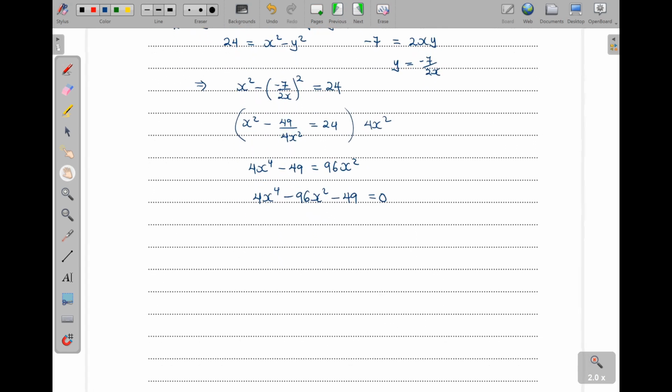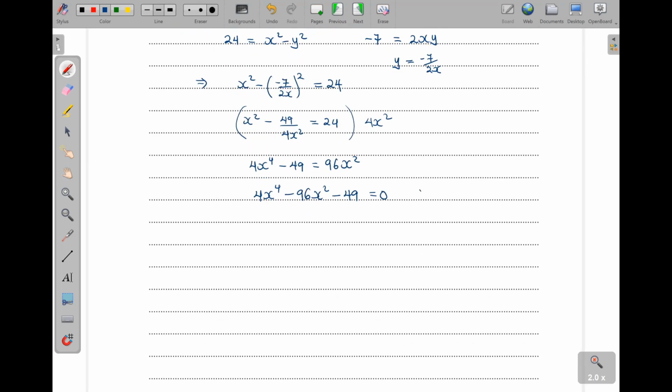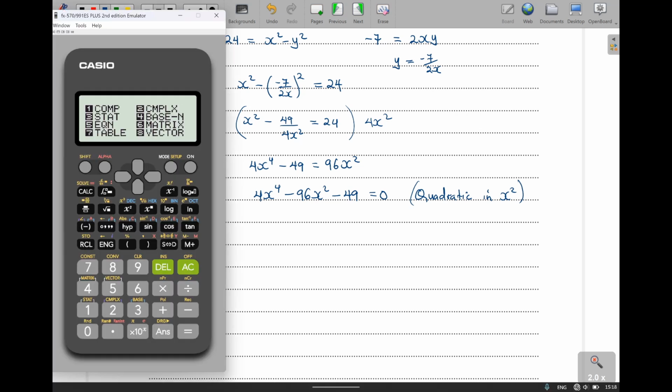So this one is a quadratic. It's a quadratic equation, but it is a quadratic equation in x squared. So we can put this in the calculator to simplify. Go to mode, then equation is 5, the quadratic is 3, our a is going to be 4, our b is going to be negative 96, and then our c is negative 49.